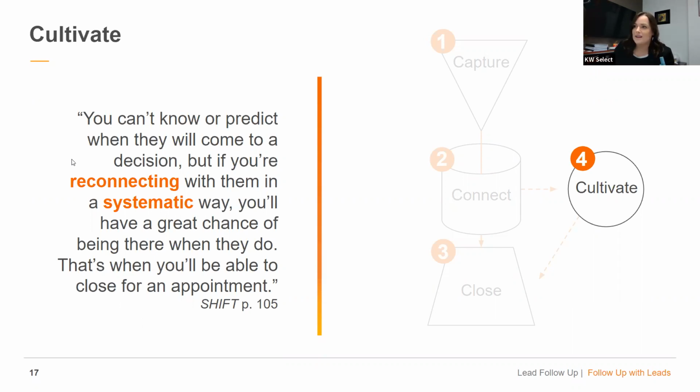But finally, we have a quote here from the Shift book once again, which is: you can't know or predict when they will come to a decision, but if you're reconnecting with them in a systematic way, you'll have a great chance of being there when they do. That's when you'll be able to close for the appointment.